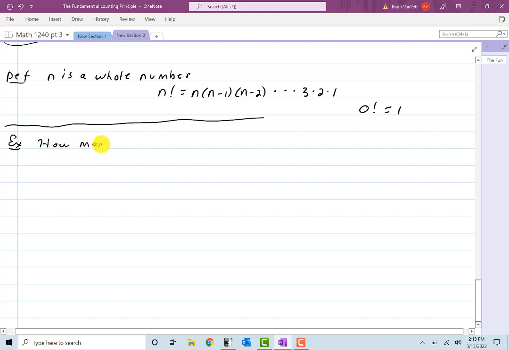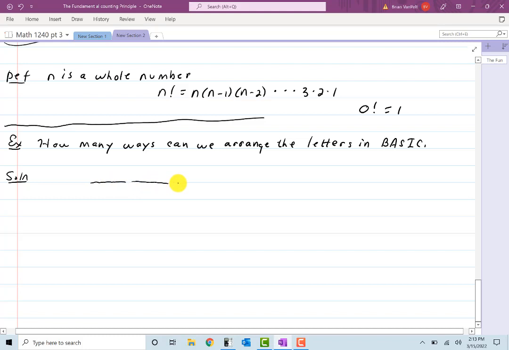How many ways can we arrange the letters in BASIC? So by that I mean rearrange the letters. How many ways, total ways, can we do that? So what we do is we look at the 5 letters that make up BASIC. And let's see how many ways we can do this.